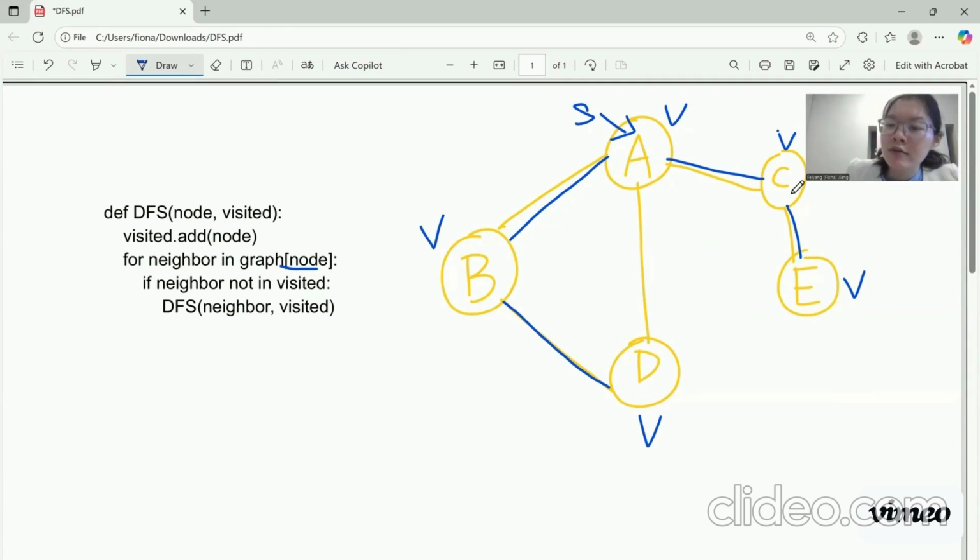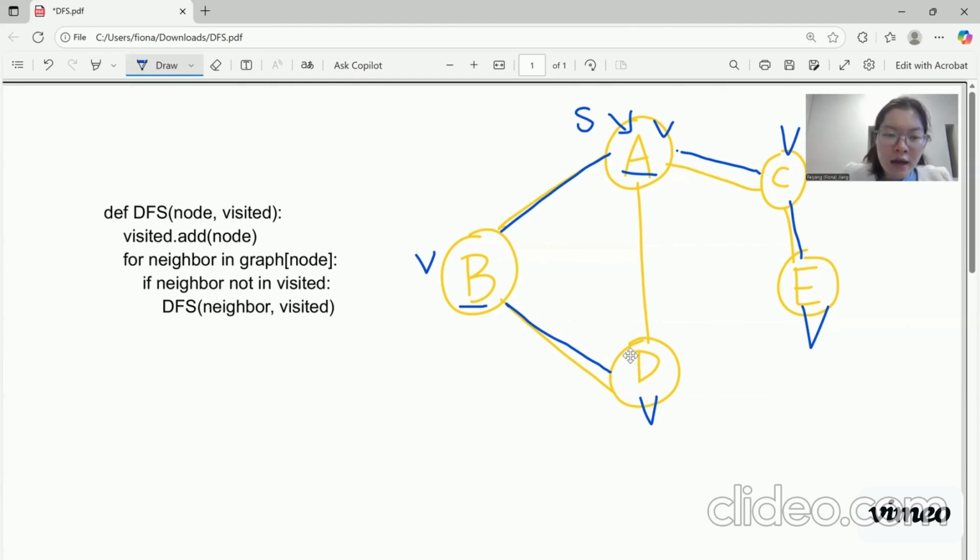So we backtrack to C, and C does not have any unvisited neighbors either. So let's backtrack to A. A does not have any remaining unvisited neighbors. Since A is our starting point, we cannot backtrack anymore, and that means we have traversed the entire graph and we are finished.